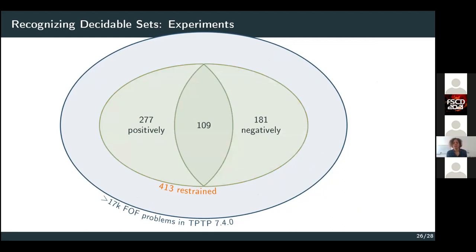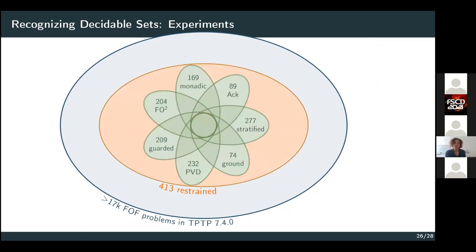Now, some of them are positively, some of them are negatively restrained, some are both. And here we see a comparison. Also, we see how many of those 413 problems are also in other decidability criteria. But we found that 77 of those restrained problems do not fit in any of those earlier known criteria, so they are recognized as decidable to the best of our knowledge for the first time.